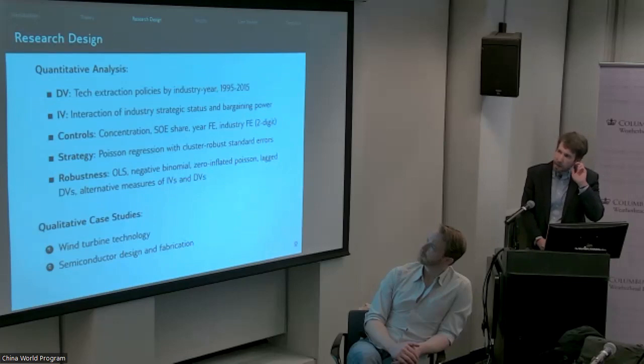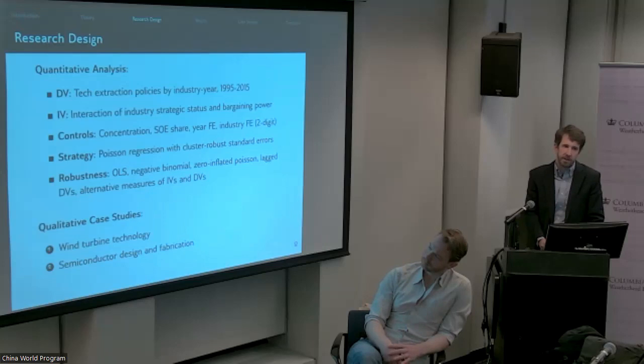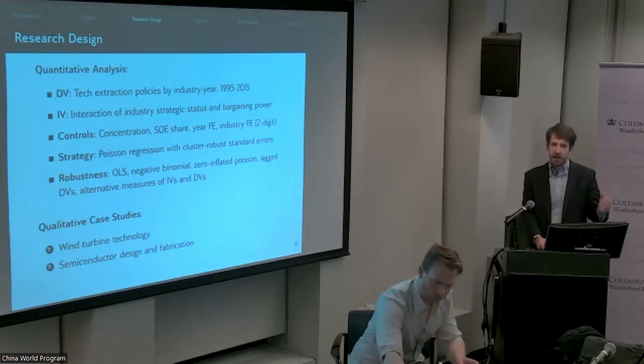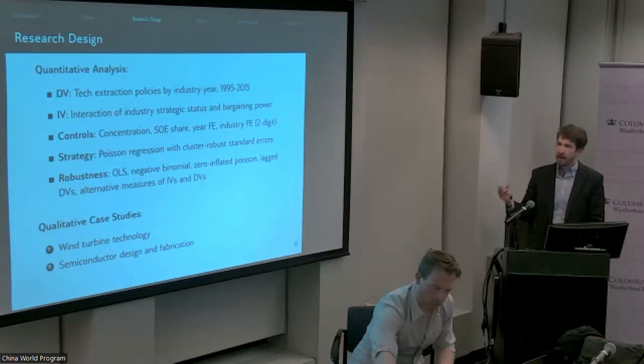Okay, so I test these hypotheses using a combination of quantitative analysis of my original data set on tech extractors, as well as qualitative case studies on technology extraction efforts in two strategic high technology industries, wind turbine technology and semiconductor design and fabrication. So for the quantitative portion of the empirical analysis, the outcome of interest is the number of these policies in place in a given industry and year from 1995 to 2015. The explanatory variable is the interaction effect between, on the one hand, whether or not an industry is strategic and on the other hand, China's bargaining power in that industry.